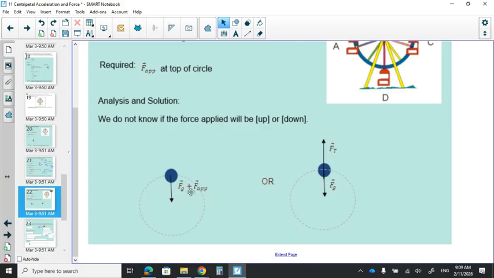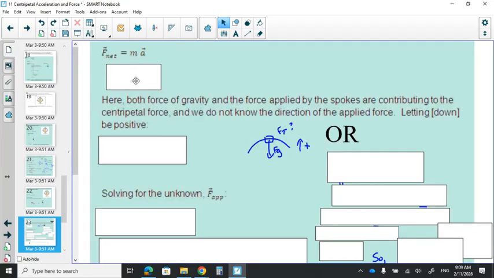At the top, you could have a tension force down, so the applied force down, though they're not really showing it very well here. That applied force down, right? Or it could be this way. We don't know. And so we just look at the possibility of it, and let the math work out to give you the numbers.